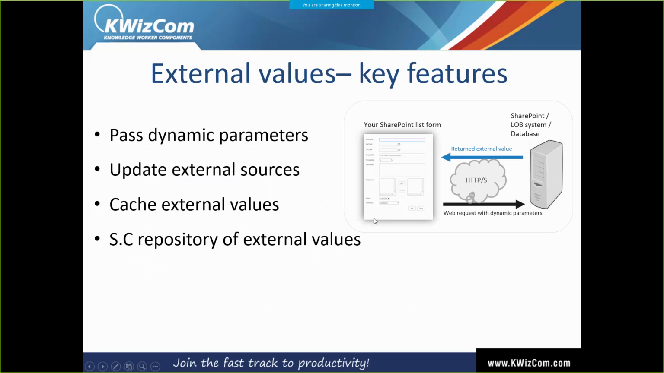Now, what can you do with these external values? So an external value is, as I said, a web request. It can pass dynamic parameters. And what are dynamic parameters? For example, these are field values from your form. So this external value can take the values of several field values, send them to an external source, and get the result from that external source. As I said, an external value can also update an external source.